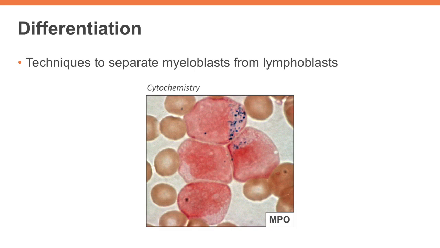We also can perform cytochemistry. This is a cytochemical stain for myeloperoxidase, which stains blue, which shows that this myeloblast contains myeloperoxidase staining granules in the cytoplasm. And again, by definition, this is acute myeloid leukemia.